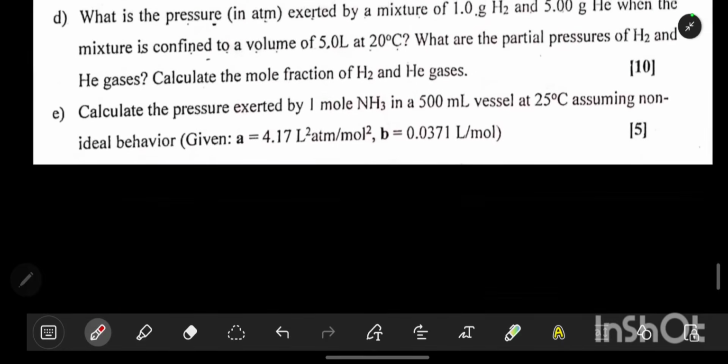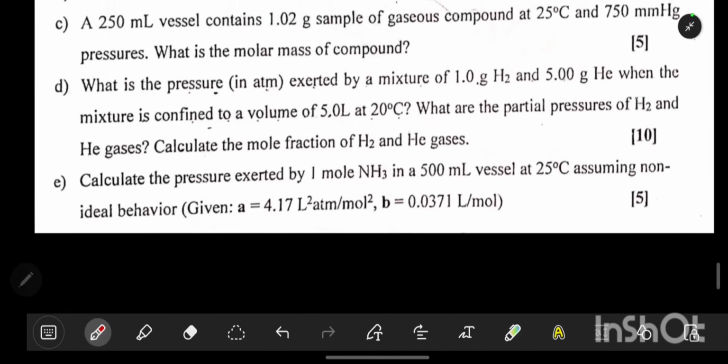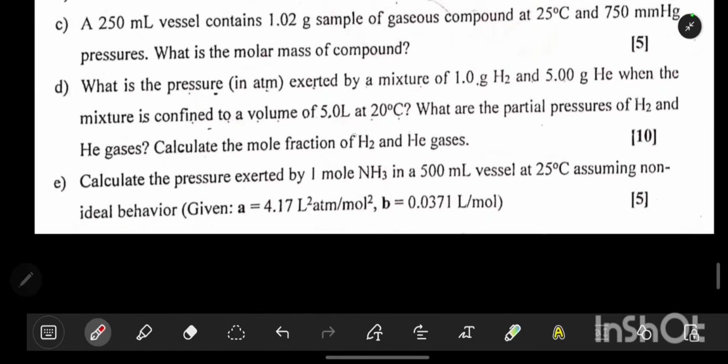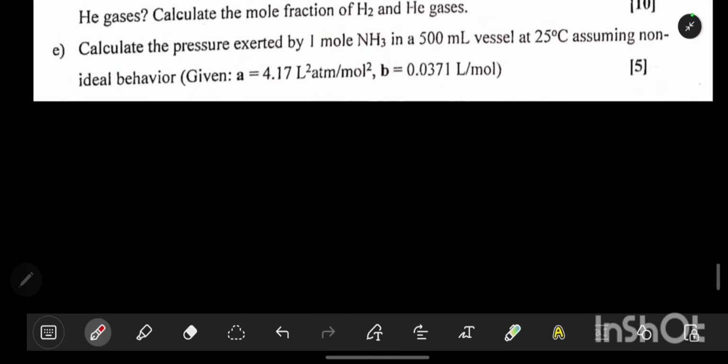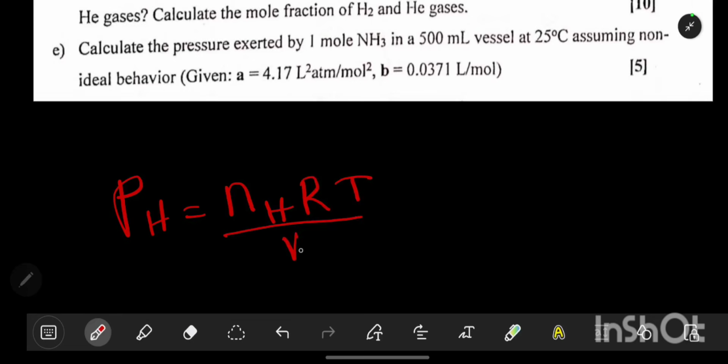We have the partial pressure. According to Dalton's law, it is the pressure of a gas in a container as if it is alone. So that's the partial pressure. To begin with, let's begin with our hydrogen, which was the first thing mentioned. So the partial pressure of hydrogen will be equal to the number of moles of hydrogen, then we have our RT, divided by the volume.